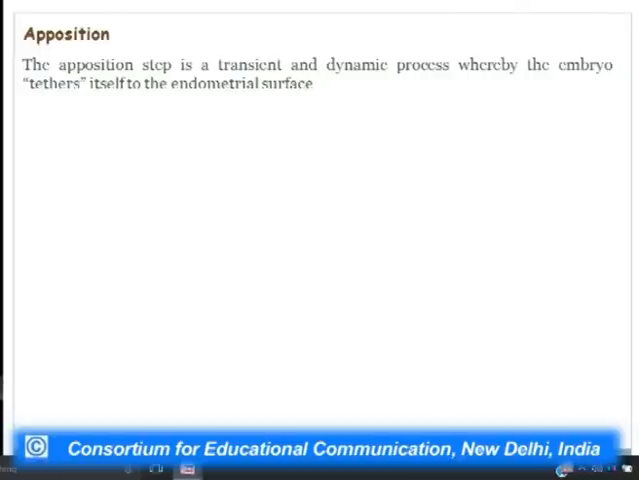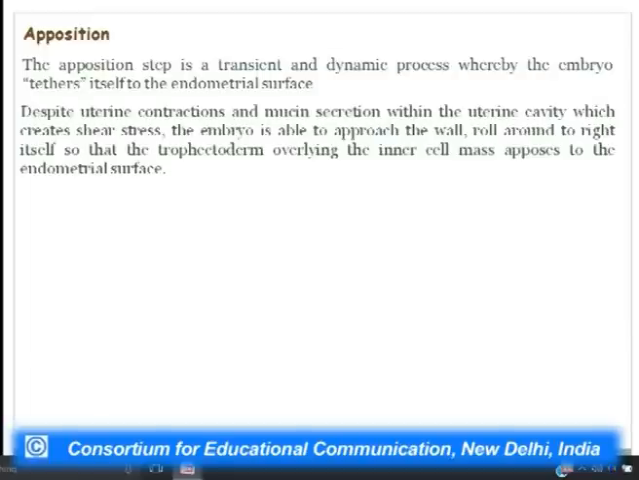So, the apposition step is a transient and dynamic process whereby the embryo tethers itself to the endometrial surface. Despite uterine contractions and mucin secretions within the uterine cavity, which as I said creates a kind of shear stress, the embryo is still able to approach the wall, roll around to right itself so that the trophoectoderm overlying the inner cell mass opposes the endometrial surface. So, basically the trophoectoderm layer, which is just outside the inner cell mass, orients itself in that manner so that it lies right next to the uterine wall, or it just tethers or opposes itself onto the endometrial wall.